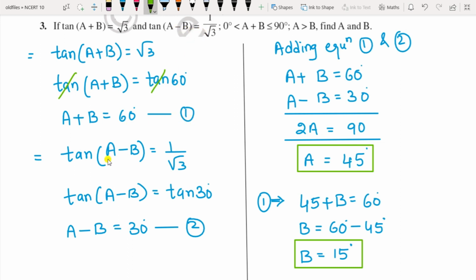Similarly, for the second part, tan of (a minus b) equal to 1 by root 3. So 1 by root 3 means tan of 30. So cut the tan from both the sides. So a minus b equal to 30. That is equation number 2.